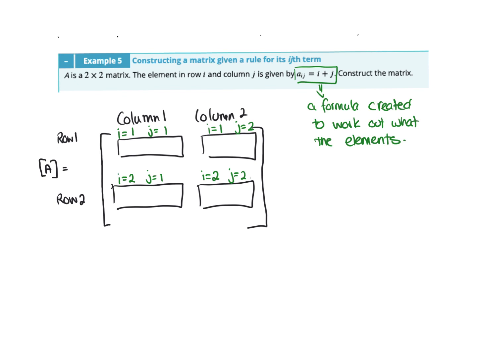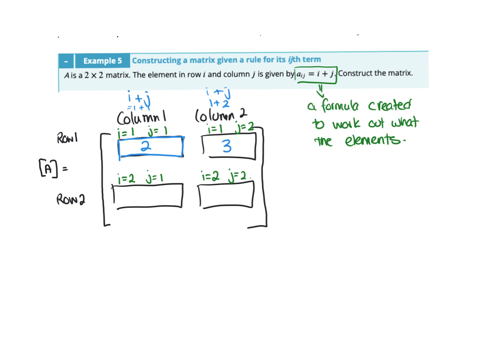They're saying the way I work out the element is I use the formula i plus j. So in this first one up here, i equals 1 and j equals 1. So what would the element be? It'd be 1 plus 1, which equals 2. Over here, because this one would have been 1 plus 1. If I use the formula for this one, it would be 1 plus 2. What's 1 plus 2? 3. So the element is 3.